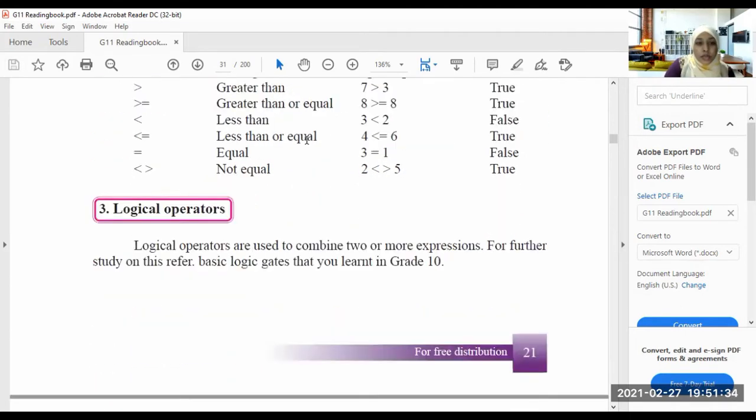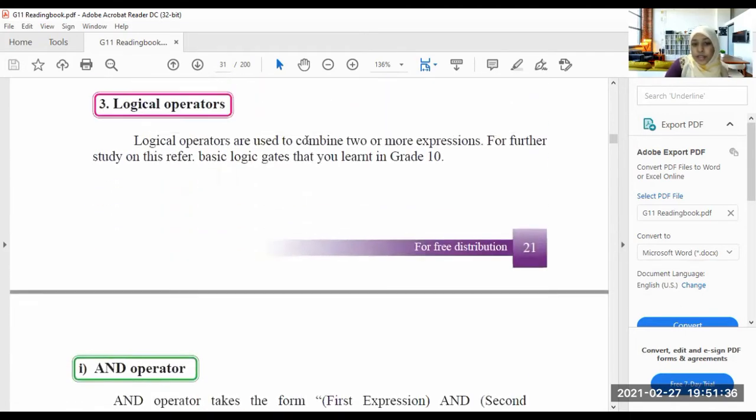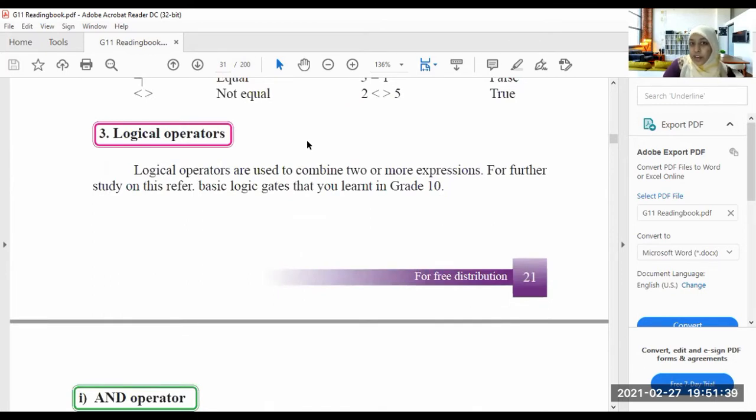Okay. Next one, logical operators. Logical operators, can you guys remember the logic Boolean gates? Those are the logical operations. AND, OR, those. So logical operators are used to combine 2 or more expressions.